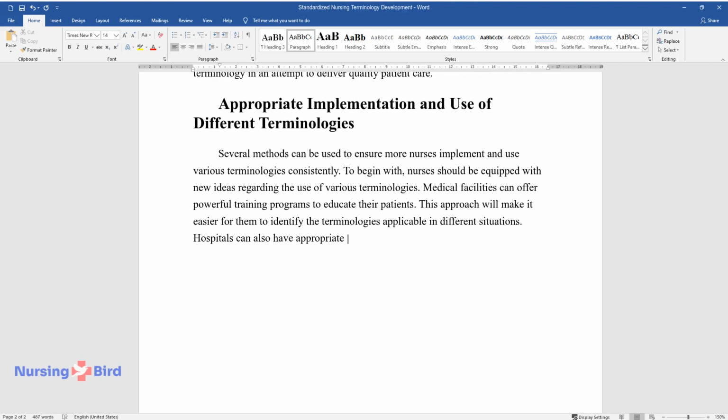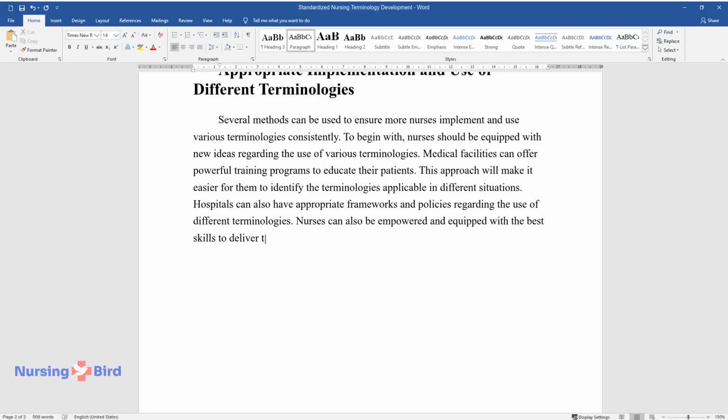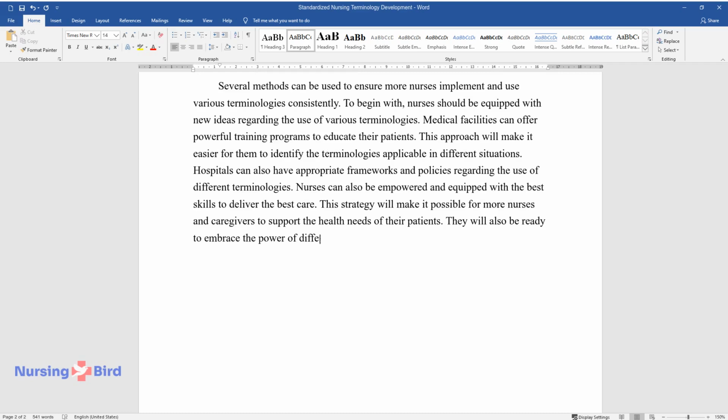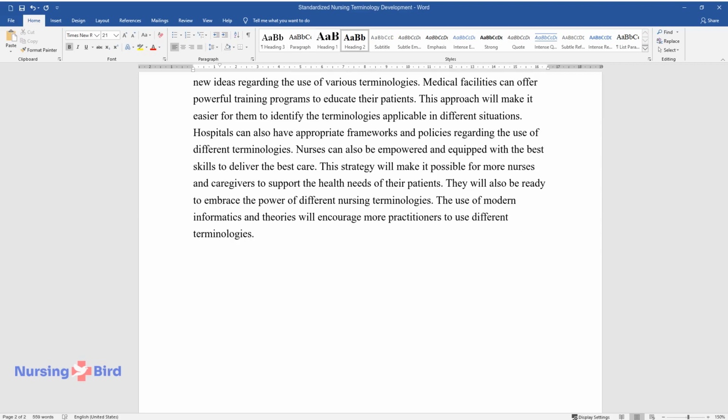Hospitals can also have appropriate frameworks and policies regarding the use of different terminologies. Nurses can also be empowered and equipped with the best skills to deliver the best care. This strategy will make it possible for more nurses and caregivers to support the health needs of their patients. They will also be ready to embrace the power of different nursing terminologies. The use of modern informatics and theories will encourage more practitioners to use different terminologies.